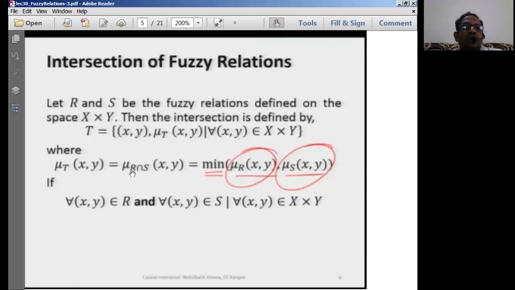So if we change the order from R to S, to S to R, something like S intersection R, here also we will change to mu S of XY comma mu R of XY we can write, minimum function. So this is the relationship for intersection of fuzzy relations as we can write. So these two are the extensible relations using the operations on fuzzy sets, called union of fuzzy relations and intersection of fuzzy relations.